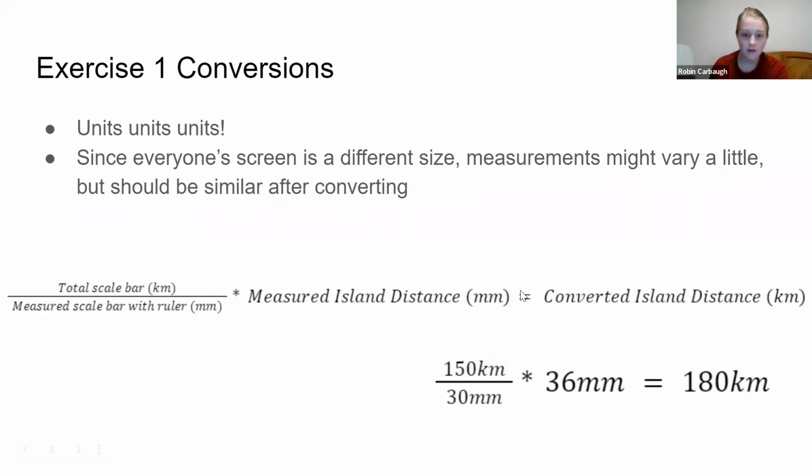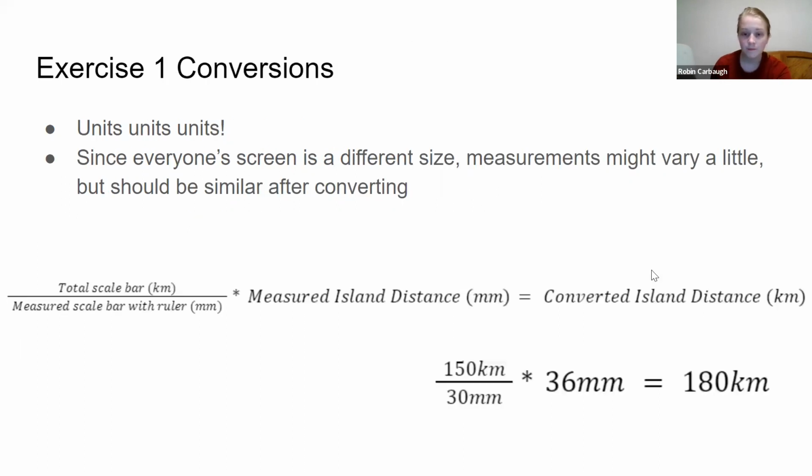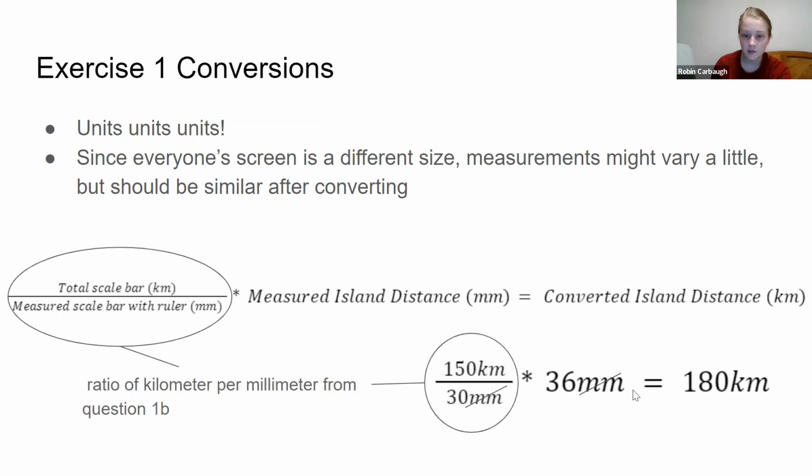And then you can measure the island distance. So the point here to the point here. And when you do this calculation, these units will cancel out. We're just left with kilometers. The space between Hawaii and Maui is 180 kilometers, give or take.